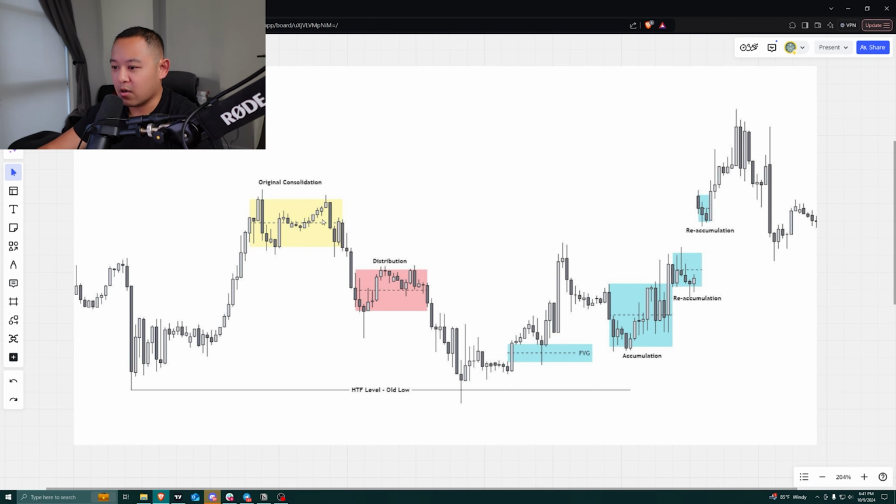So this is our initial consolidation. You can clearly see that it's been held sideways for a very long period of time. Now, this period of time does not matter. Don't worry about what time frame chart this is.